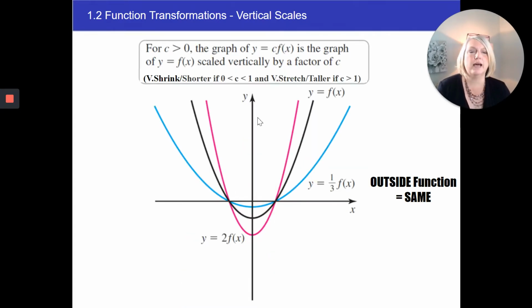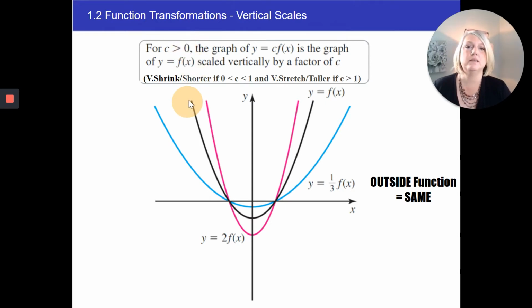All right, let's look at vertical scales. So again, we're back on the outside of the function. So again, it's going to be exactly the way that it's written. It's not going to be opposite. It's going to be the same. It happens after the function. So we take our function, and afterward we multiply it by c. And right now we're going to consider c to be a positive number. We'll talk about what happens if it's a negative number in another slide.